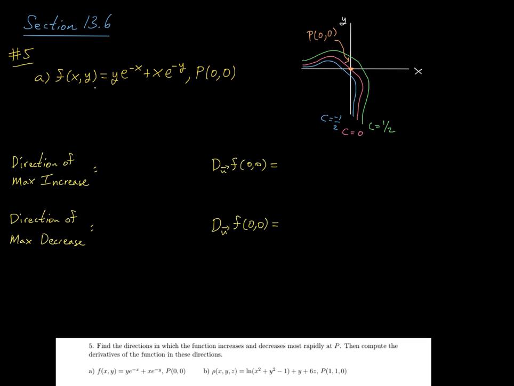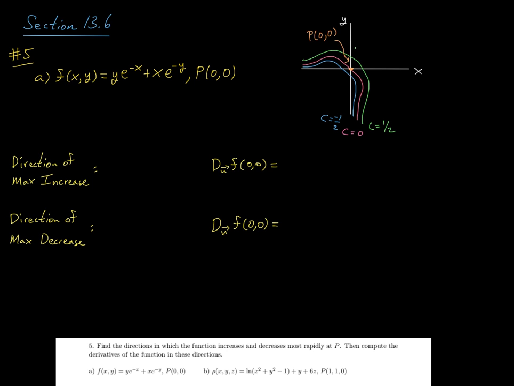For part A, we have the function f(x, y) is y times e^(-x) plus x times e^(-y), and our point P is the origin. Over here, I've included just a couple of level curves of our function, and they're pretty complicated. You can play around in Desmos to get a feel for what they look like, but notice here's our point P at the origin, and this level curve here in pink is the one of interest for us. It's the one that passes through our point P. Then c equals 1/2 here in green, and c equals -1/2 in blue.